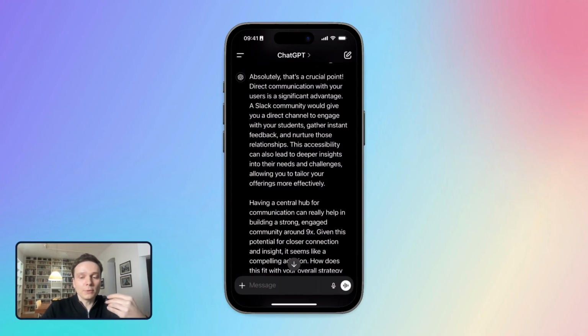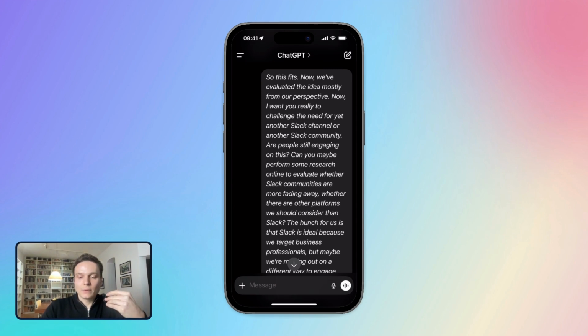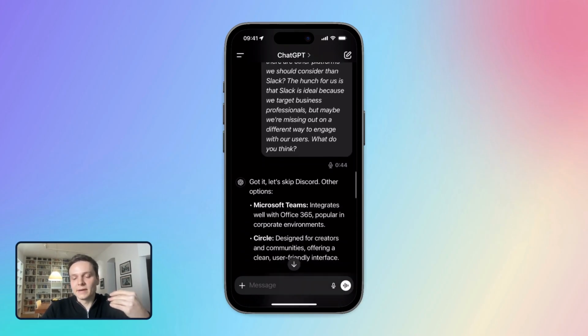Absolutely, that's a crucial point. Direct communication with your user is a significant advantage. So it goes my way. I'll get to a few tips you can add in order to avoid having ChatGPT always going your way, because you want some confrontation to your ideas. And so the conversation goes on. I also asked it to consider other channels than Slack. Should we have a Discord? Should we do something on Teams? Just to stress test a bit the idea.